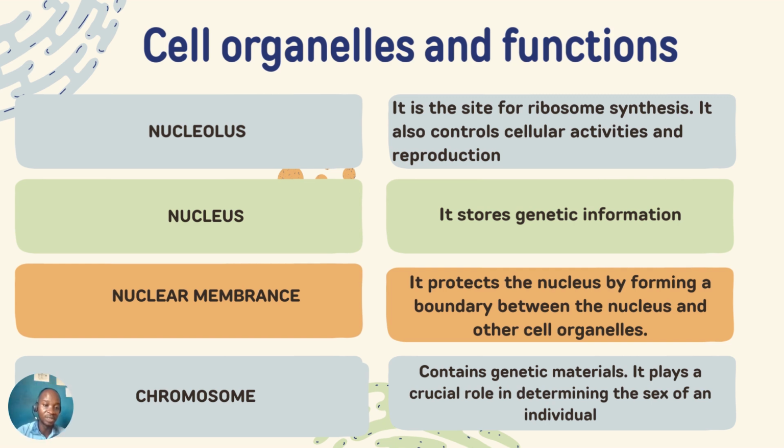Okay, now the next one is the nuclear membrane. All of them are related. So the membrane is just the covering of the nucleus. It protects the nucleus by forming a boundary between the nucleus and other cell organelles. The next, inside the nucleus, we still have the chromosomes. So all these ones are inside the nuclear membrane. The chromosome is where the genetic materials are seen. It is this chromosome that determines the sex of an individual. If you have XX in this chromosome, we'll have a female. When we have XY, we'll have the male. We'll do more of that in our future lectures.